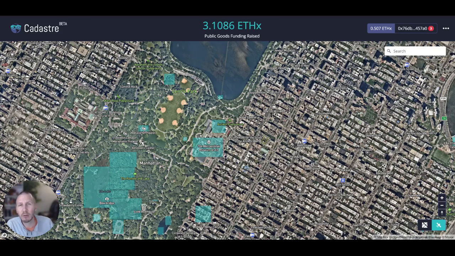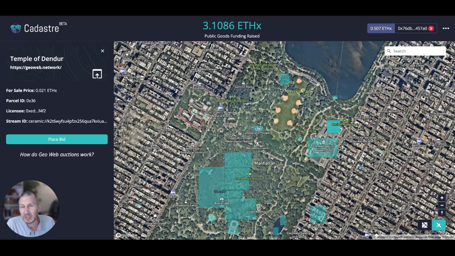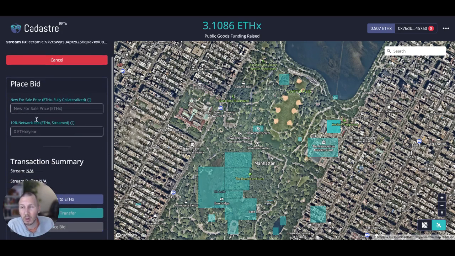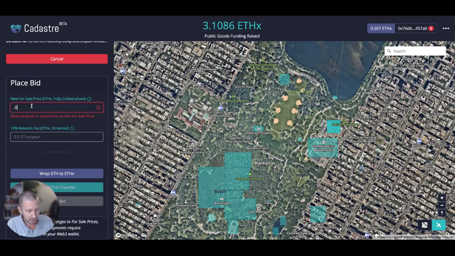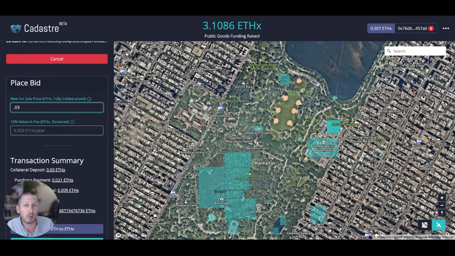So let's check that out first from the bidder side of the scenario. If I see a parcel that I'm interested in on the cadastre, I can just simply click it and start to check out the details. I can see that the current licensor's for sale price is 0.021 ETH. If I think it's worth more than that, I can place a bid. So I'm going to enter my new for sale price that must be greater than or equal to the previous for sale price. And as usual, my price corresponds to a required network fee rate.